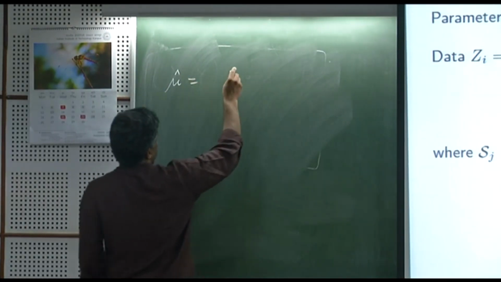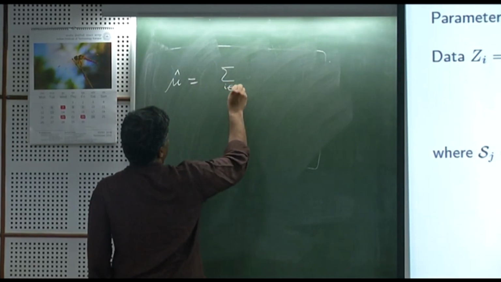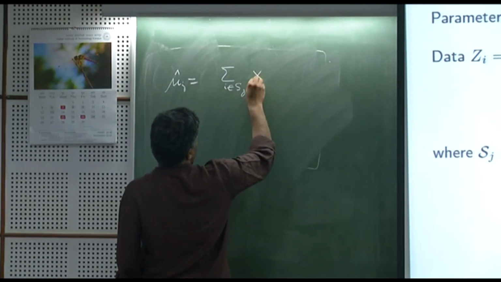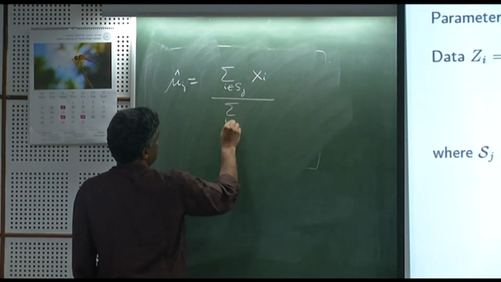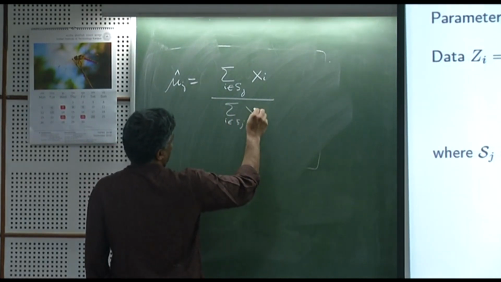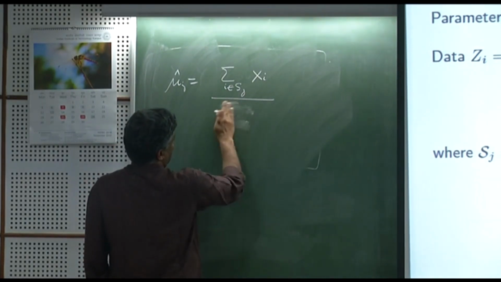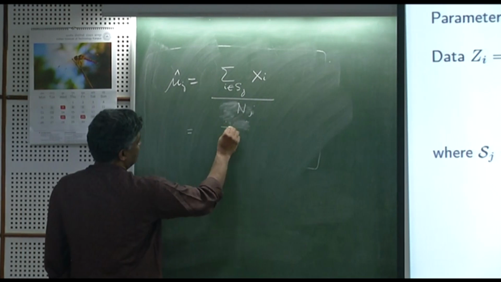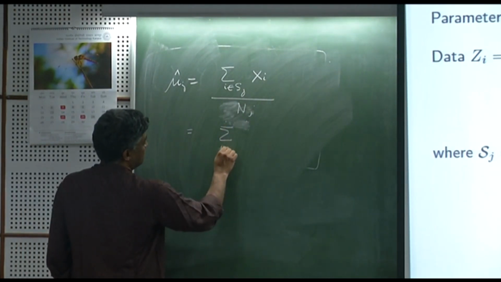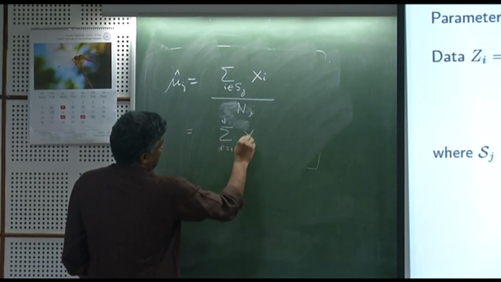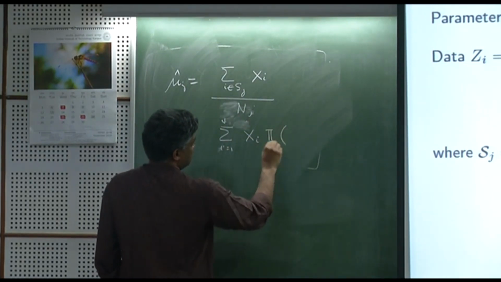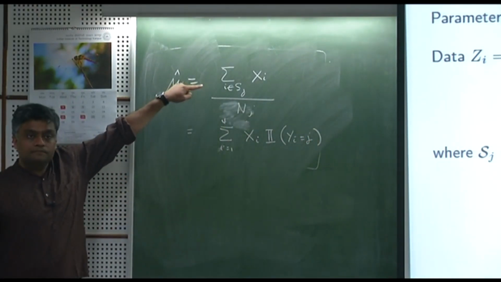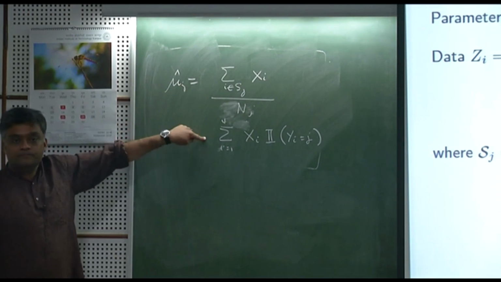So mu hat is written as the summation of i in S_j of x_i divided by n_j. This is what the expression over there is. So I'm going to write this in a slightly different form: the summation of i going from 1 through n of x_i times the indicator function y_i equals j. That's exactly that summation. The numerator is nothing but this, right?